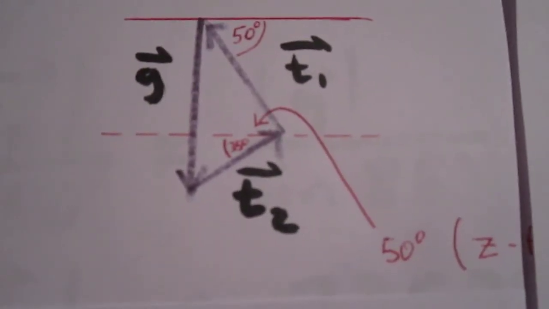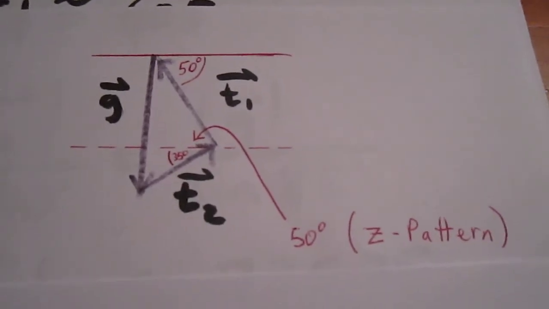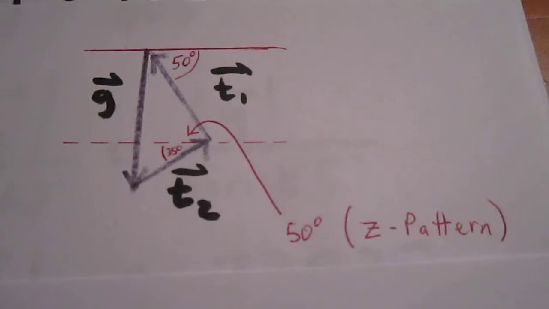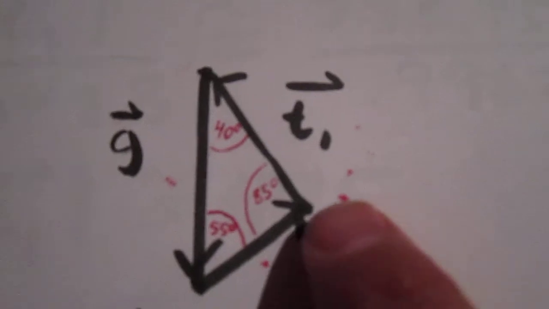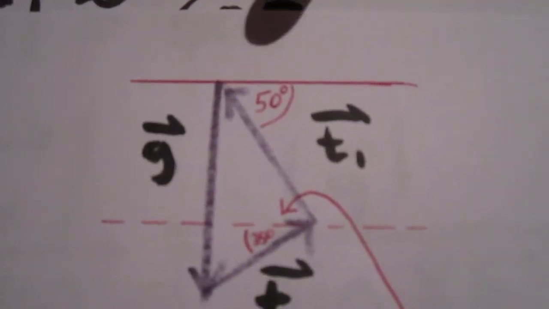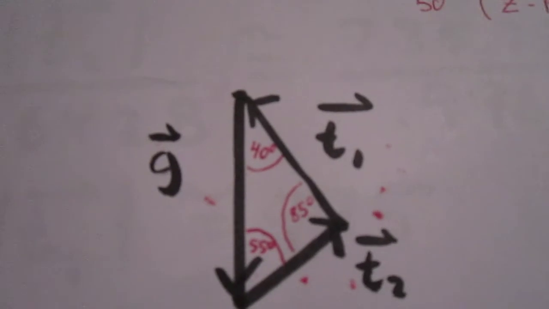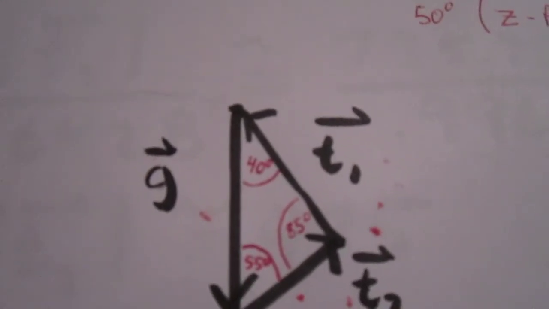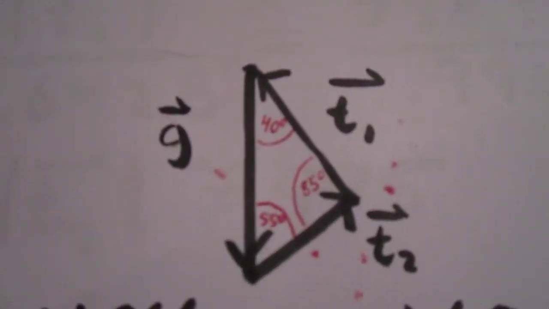So what I like to do at this point is make a new diagram, with clearly indicated angles, and here it is. We have an 85 degree angle here and a 40 degree angle here. We know that because the 50 degree angle must lead to a 40 degree angle in here. 35 plus 50 is 85, and that means that the third angle here must be a 55 degree angle. And we're now in a position to determine the magnitude of each of these vectors.